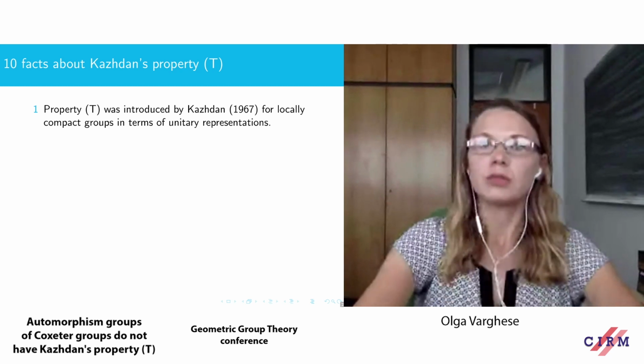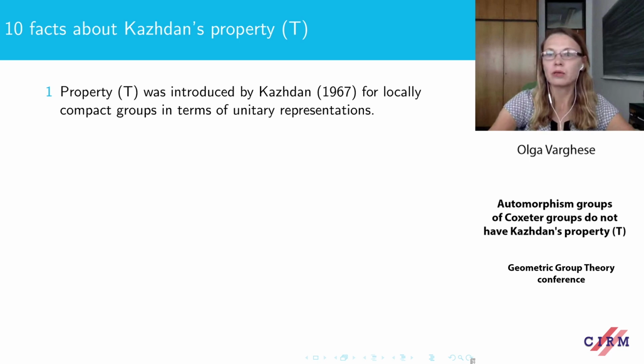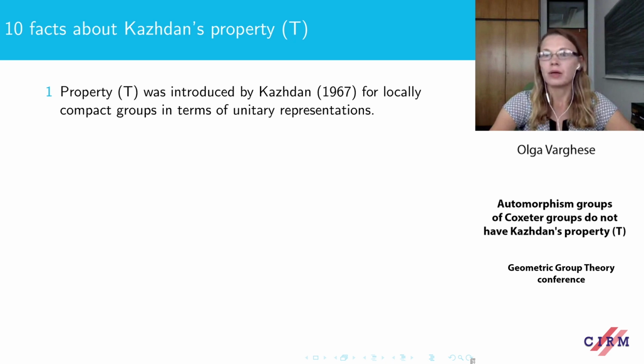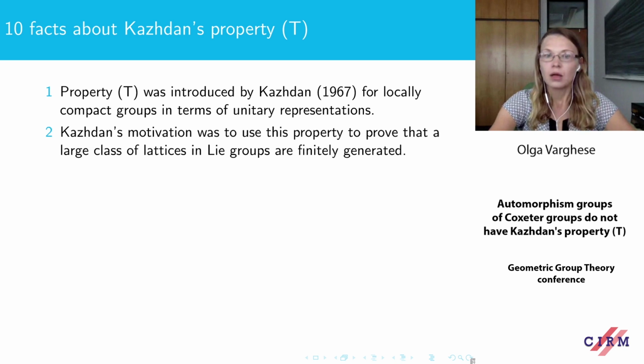Property T was introduced by Kazhdan for locally compact groups in terms of unitary representations. So what can property T tell us about the group? Kazhdan proved that if a locally compact group has T, then it is compactly generated. And if a group has T, then all its lattices satisfy T. Hence, all lattices of a T group are finitely generated. Okay, so Kazhdan's motivation was to use this property to prove that a large class of lattices in Lie groups are finitely generated.